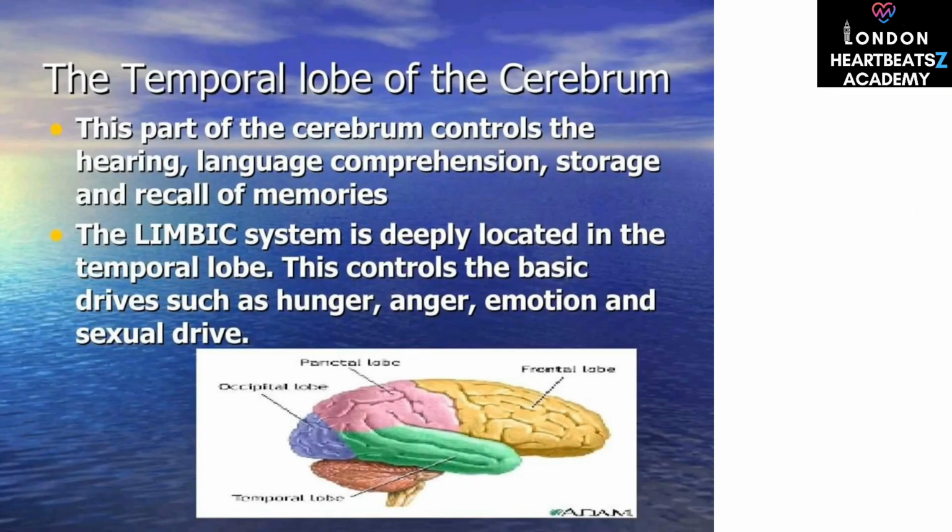The temporal lobe of the cerebrum controls hearing, language comprehension, and memory. The limbic system, located deep within this lobe, controls basic drives like hunger, emotion, and sexual drive.